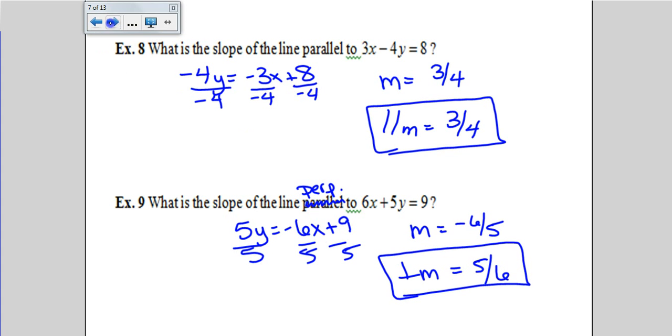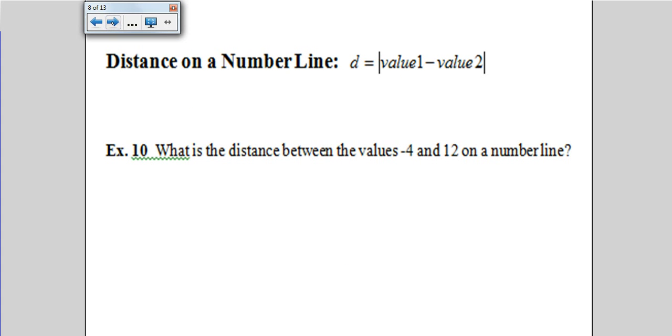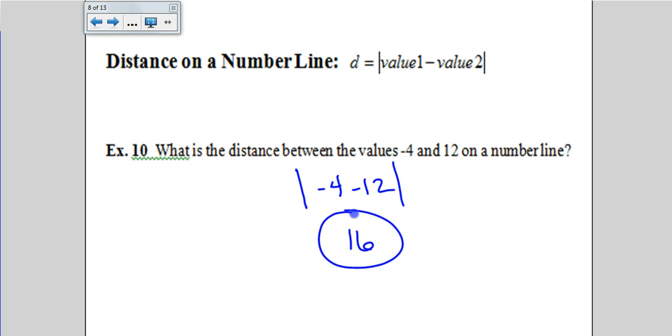Alright, moving on. Distance on a number line. So on a number line you can really just count, but it's good to know formulas sometimes. It's just the absolute value of the difference between the two values. So absolute value, because distance is always positive. The absolute value of -4 to 12. Well, that's 16 units apart, and if I take the absolute value, it's 16.